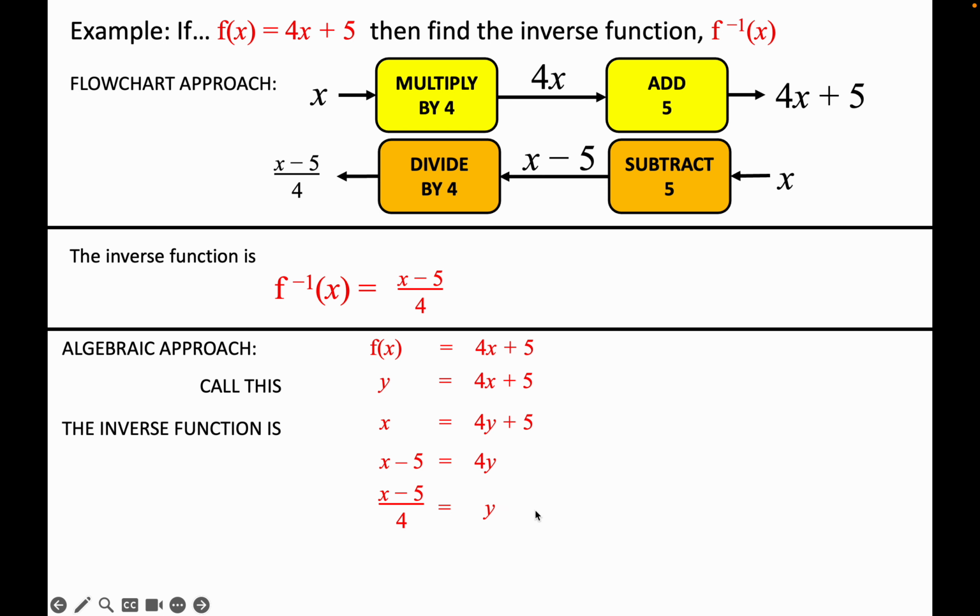So that was all about rearranging the equation step by step to get the y on its own, and I figured out that y is x minus 5 over 4, and that is the inverse function. So the inverse function is f minus 1 of x equals x minus 5 over 4, and that agrees with what we got from the flowcharts.